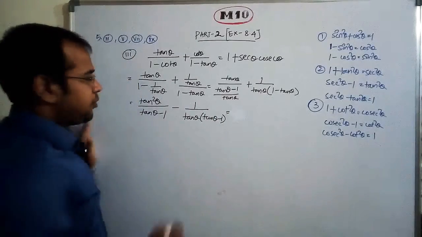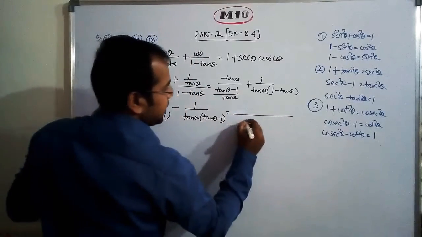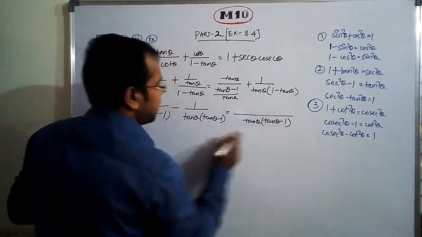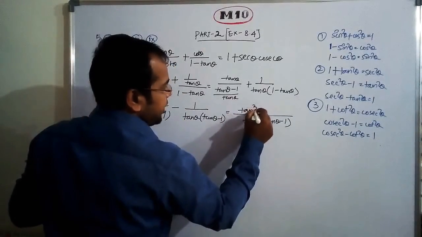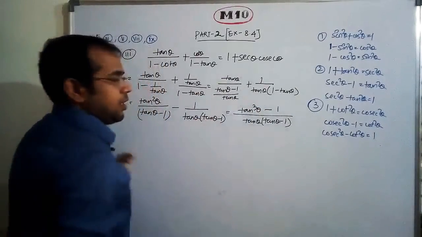Again, take the reciprocal, take the LCM. What will you get here? Here you will get tan theta into tan theta minus 1. Here tan theta and tan square theta will be multiplied. You will get tan cube theta minus, you will get over here 1.